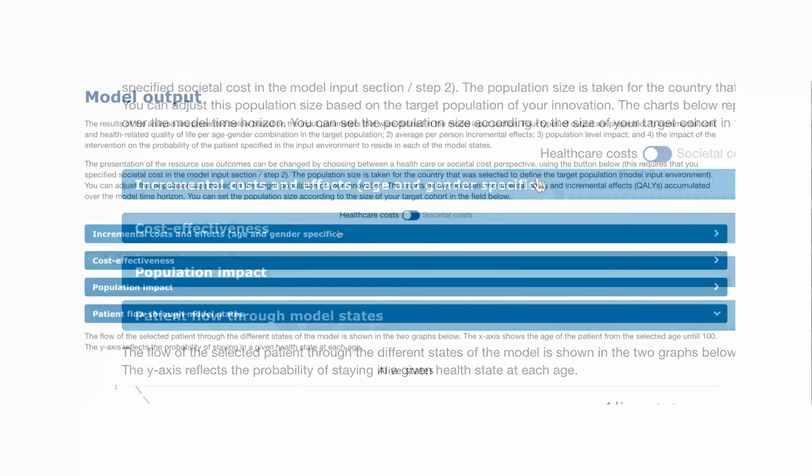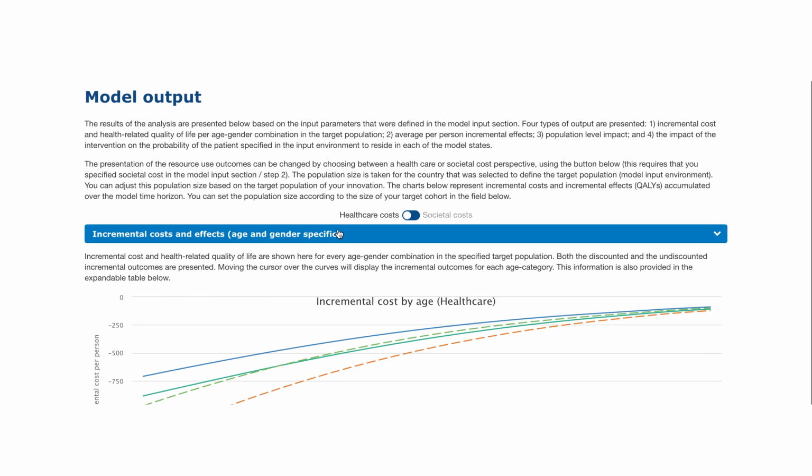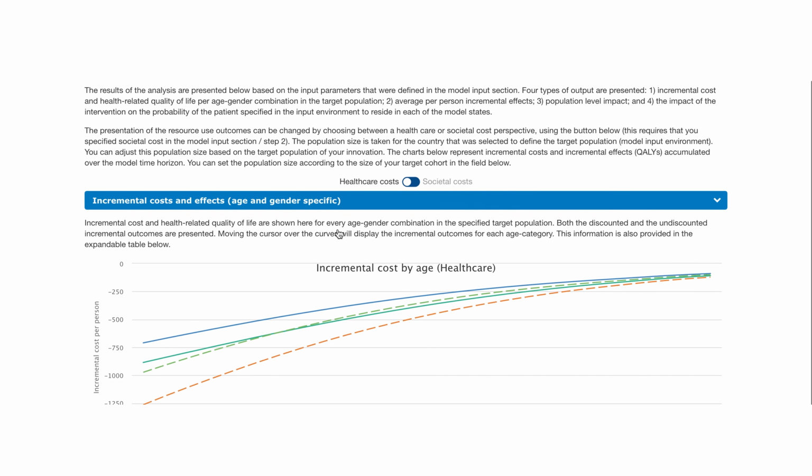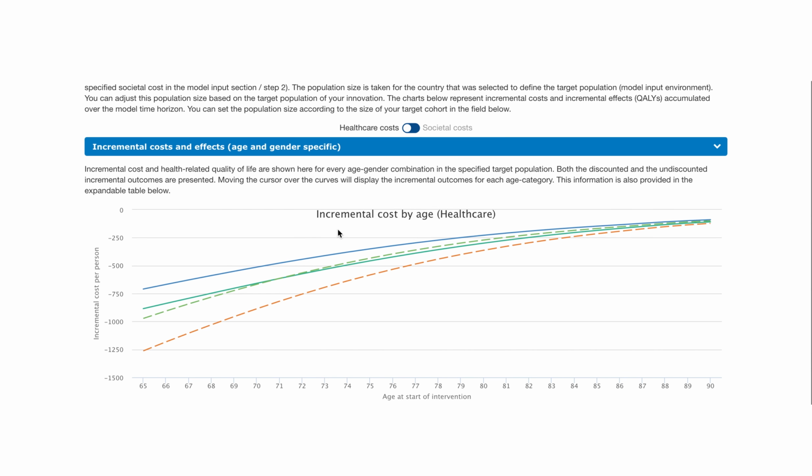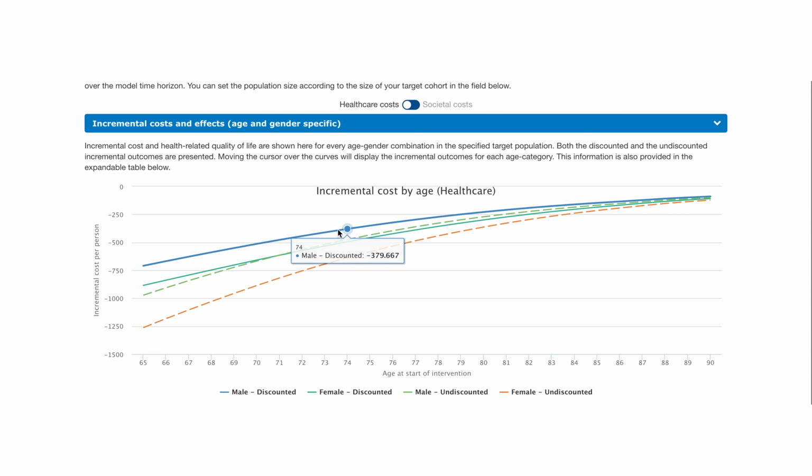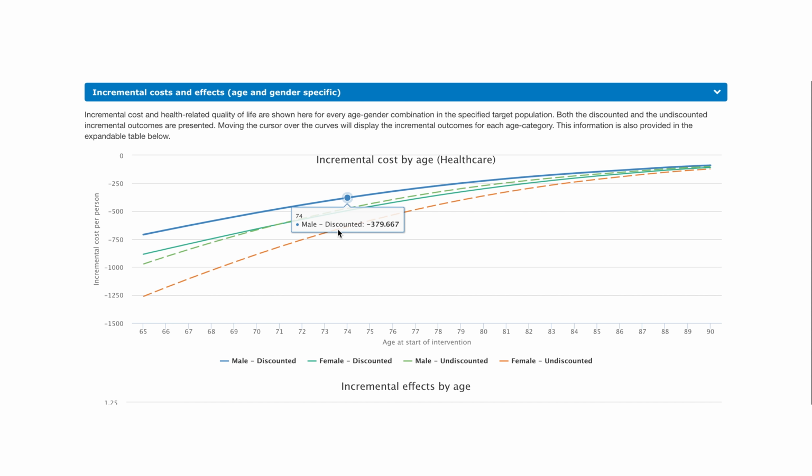We will start with the first output under incremental costs and effects, age and gender specific, where two graphs and one table are displayed. For each graph, you can select which plots to display by clicking on the corresponding legend. The first graph shows the incremental costs of your intervention per age and gender of patient. All four plots in this graph depict a curve increasing over time, showing that intervention costs increase as age increases.